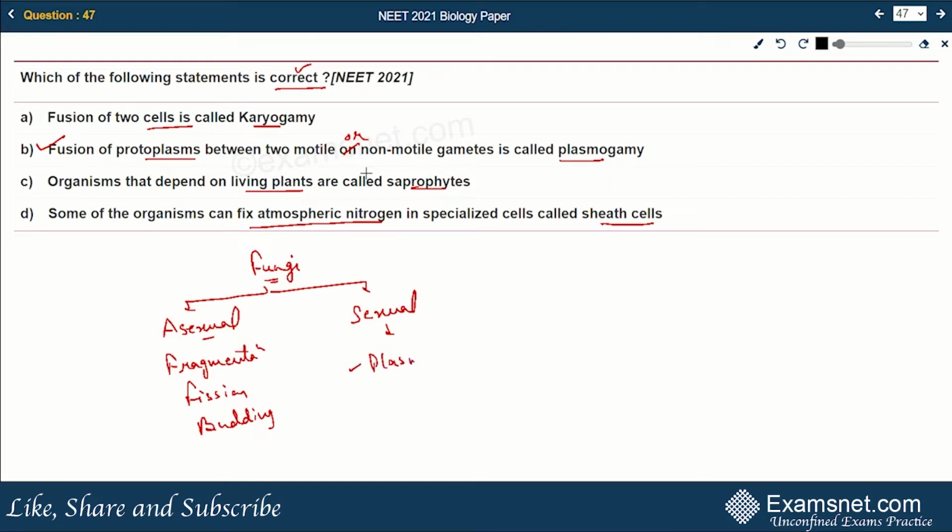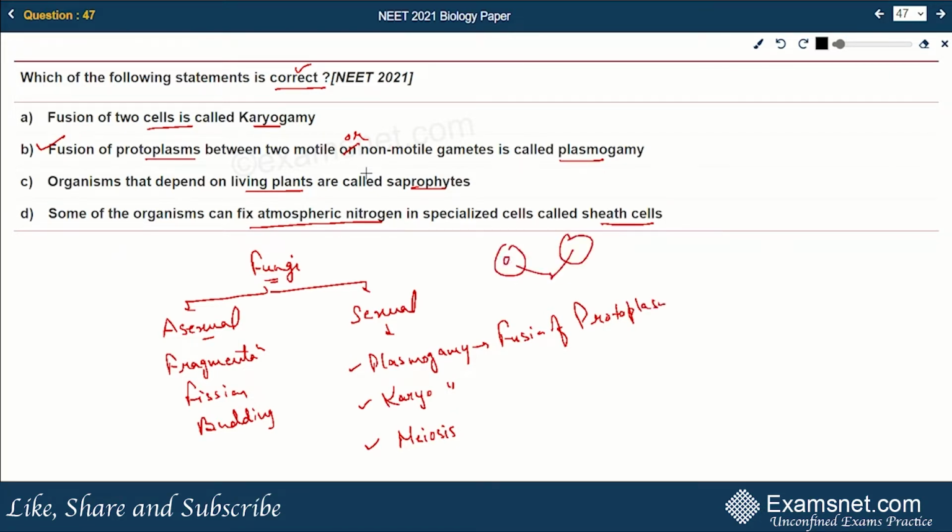First one is plasmogamy, second one is karyogamy, and the last step is meiosis in the zygote. Okay. What is plasmogamy? It is the fusion of protoplasms. Okay. Protoplasm of the gametes. Okay. Whereas in the next step, the nuclei are fused. So the fusion of nuclei of the gametes is known as karyogamy. Therefore, option A is incorrect because it is not the fusion of cells but nuclei. And option B is correct.